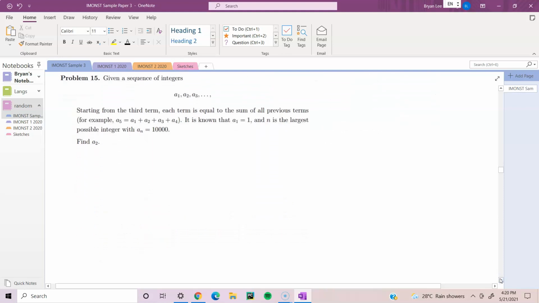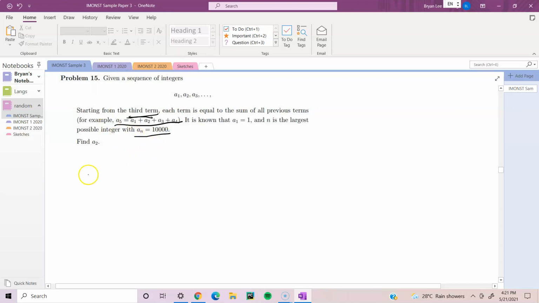Okay, now let's look at problem 15. Given a sequence of integers a1, a2, a3, starting from the third term, each term is equal to the sum of all previous terms. It is known that a1 equals 1 and n is the largest possible integer with an equals 10,000.